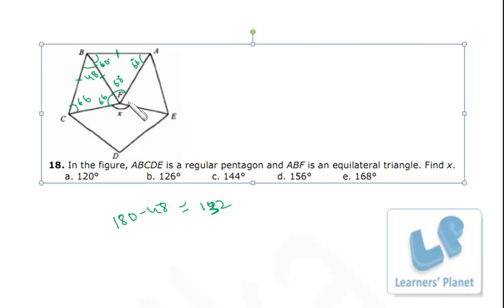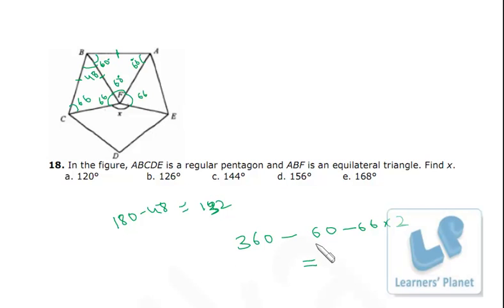The same logic we will apply over here, so we'll get 66 over here also. Now this total center angle should be 360 degrees. So the value of X will be 360 minus 60 minus 66 into 2. Okay. So it is 300 minus 132. So it is 168. Okay. Nice. I hope you are clear.